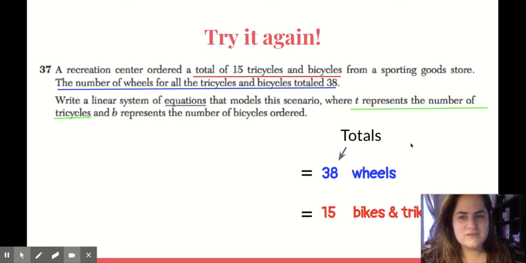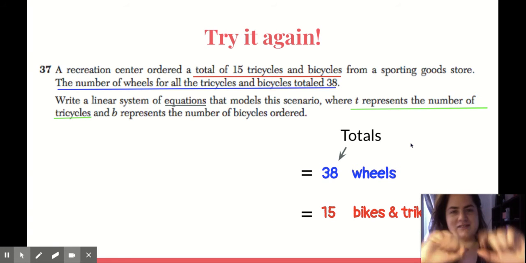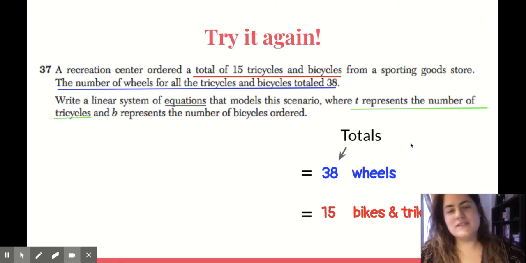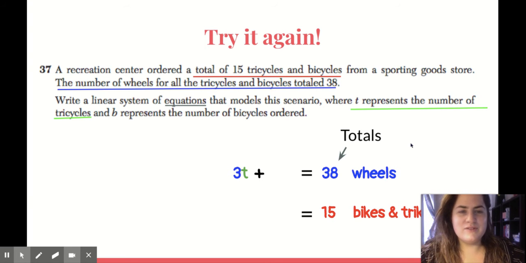The first equation wants to know how many wheels are on each one. How many wheels are on a tricycle? Well, think about it this way. A triangle has 3 sides, 3 angles, a tripod has 3 legs. So we're going to say 3T for 3 wheels per tricycle, or 3 times T.